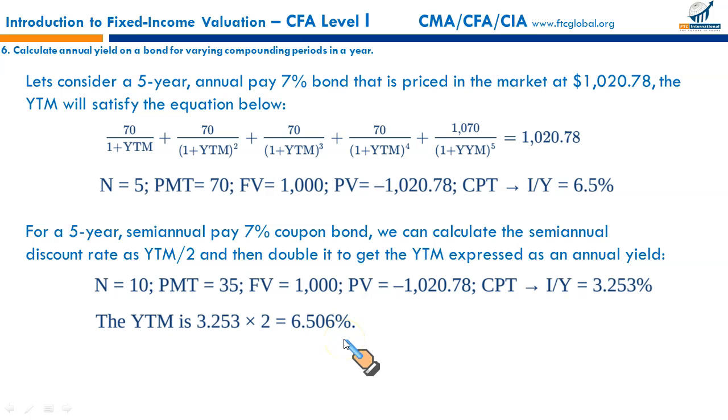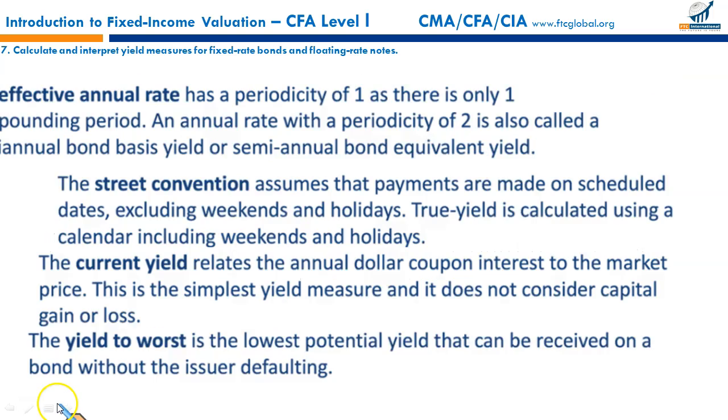Now, this is how we can handle compounding periods in a year. Let's say had it been a quarterly bond, we would have done N at 20, and the coupon would have been 17.5. Same, and then the result would have come and we would have multiplied it with 4 to get the annual yield. So this is how we can use the varying compounding periods, and that's how we can find the annual yield based upon the frequency of interest payments.